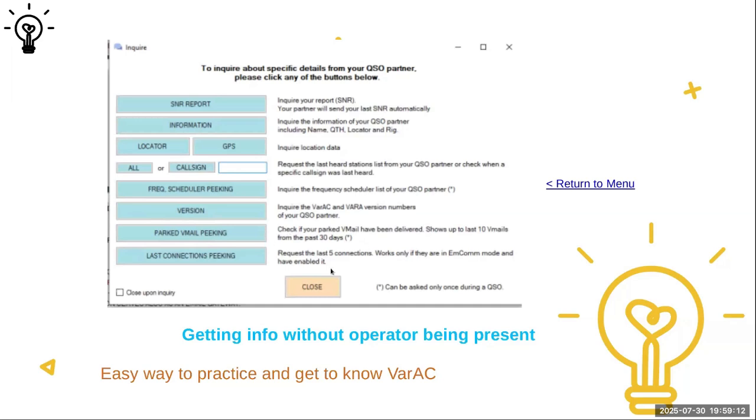And if you're in the MCOM mode, then this provides feedback on the last 5 connections. So using the Inquire facility is a nice way of playing around without interfering too much with the many options that are available within VarAC, and you can independently get to know the environment.